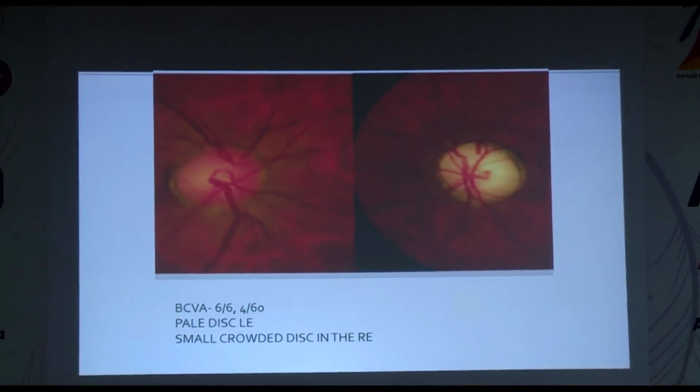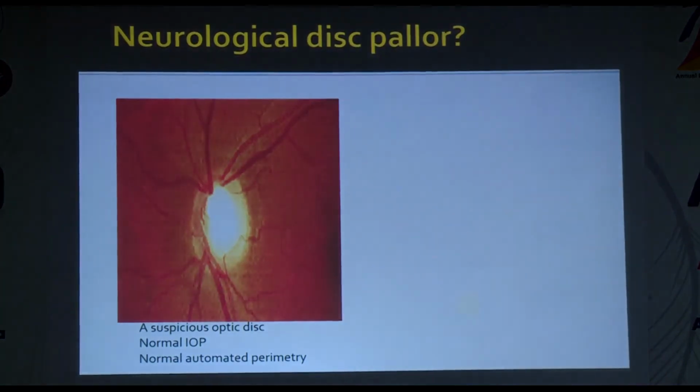Now what about this one? This is a patient who has a BCVA of 6/6 in the right eye, 4/60 in the left eye. The left eye disc is pale. Over here, the giveaway is actually the right eye. This example is basically given just to stress that examining both eyes is very important. So in the right eye, there's a small crowded disc. So this is most probably an NAION of the left eye.